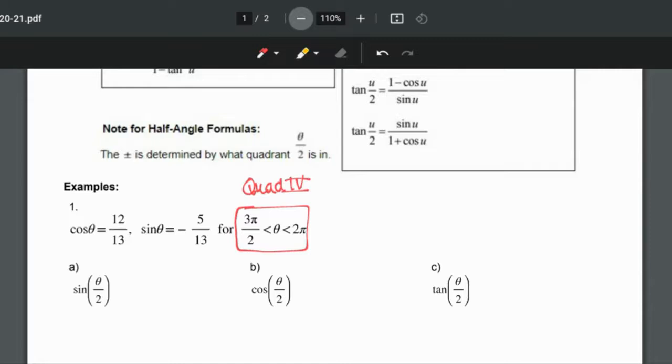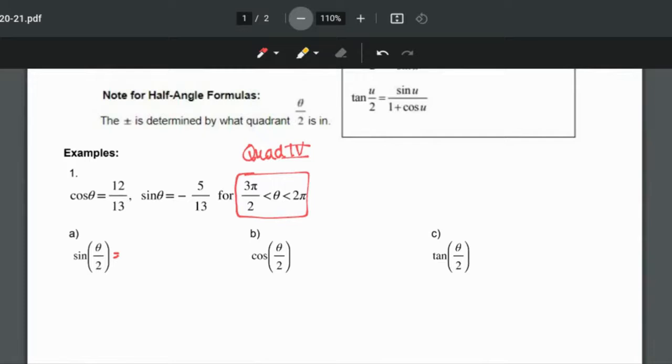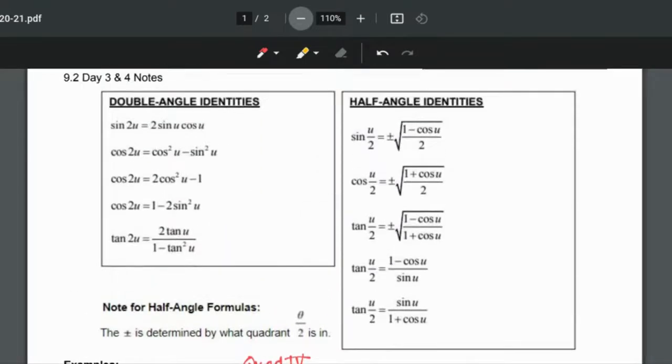is some angle divided by 2. So that's a half angle. And so parts A, B, and C are all referring to half angles. So now the question is, which formula are we going to use for part A, part B, and part C? For sine and cosine, it's easy because there's only one formula for each of these. So we know we're going to use this formula and this formula for parts A and B. But for part C, how do we know which one to use?